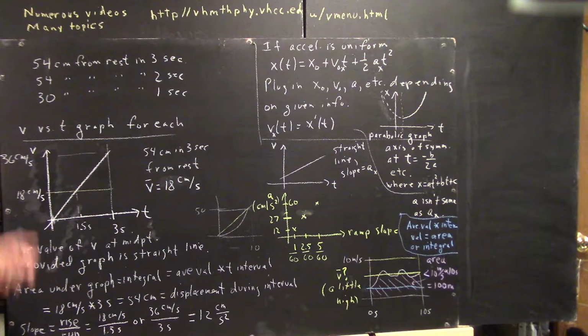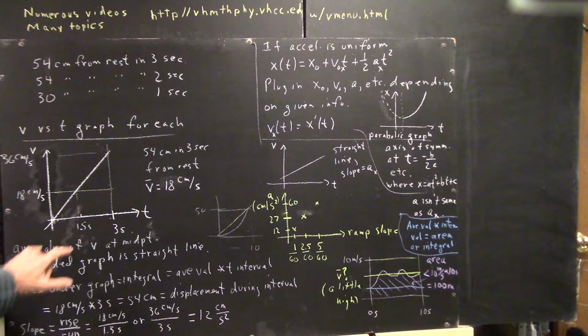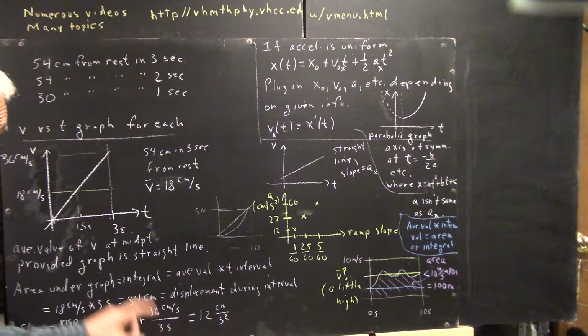Okay, so back to slope equals rise over run. Rise over run between what two points? Somebody said, well, between the origin and the midpoint. Perfectly valid. Rise would then be 18 centimeters per second. The run would be 1.5 seconds. You could alternatively do that between the origin and the final point, which would give you a rise of 36 centimeters per second and a run of 3 seconds.